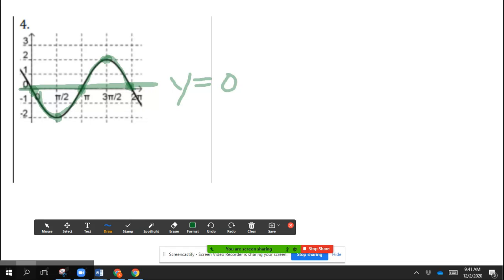Because it goes to its minimum first, this is another example of an x-axis reflection, right? Because instead of going midline to the maximum, it goes midline to the minimum. So it's been reflected over the x-axis. So our equation would be y equals negative sine.